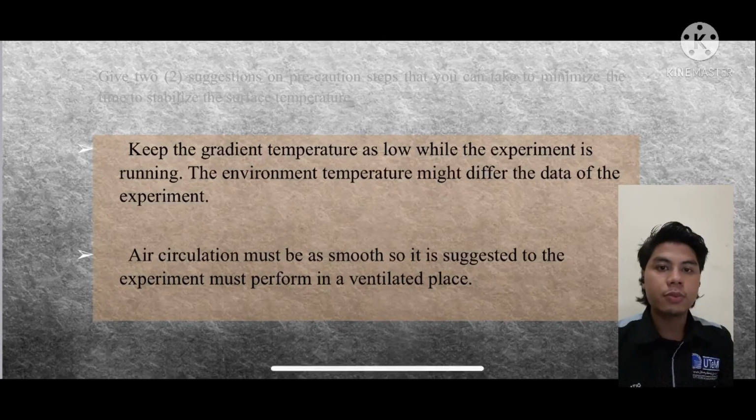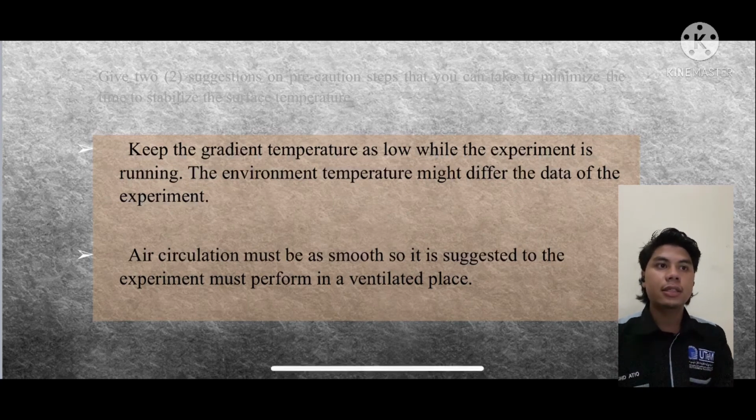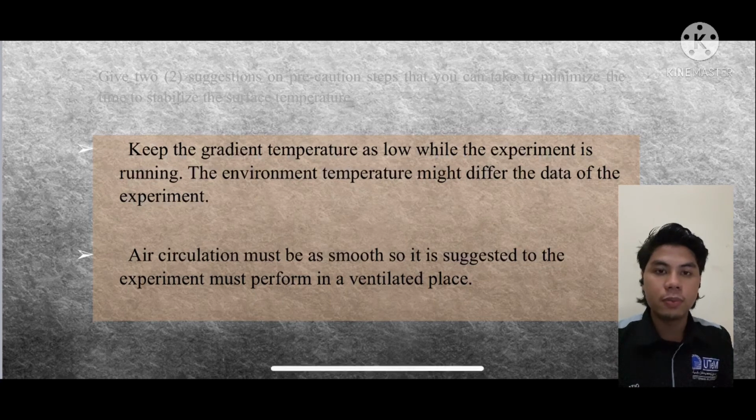Hello, my name is Muhammad FARIS bin AZHAR. I will give 2 suggestions on precaution steps that you can take to minimize the time to stabilize the surface temperature. For number 1, keep the gradient temperature as low while the experiment is running. The environment temperature might differ the data of the experiment. For number 2, air circulation must be smooth, so it is suggested to the experiment must perform in a ventilated place.